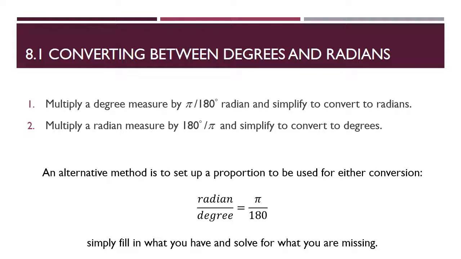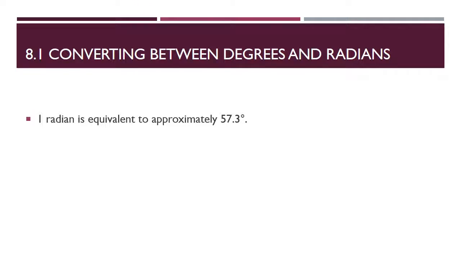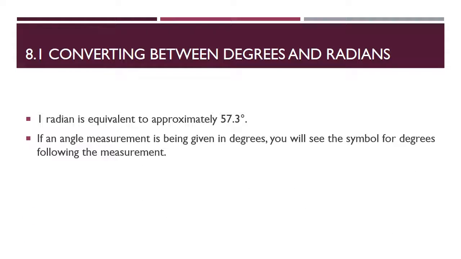And then what you do is you fill in what you have and you solve for what you're missing. So if they give you the radians, you fill that in and you solve for the degrees. If you're given the degree, you fill that in and you solve for the radians. So these are two ways that you can use to convert between degrees and radians. So let's see, 1 radian is equivalent to about 57.3 degrees.